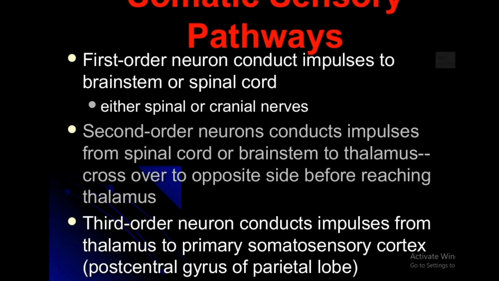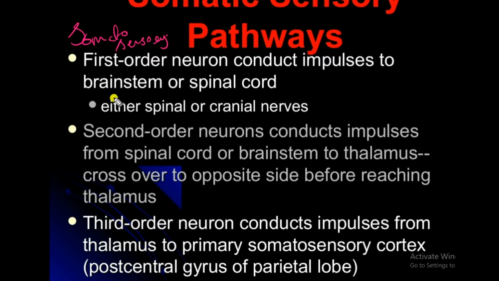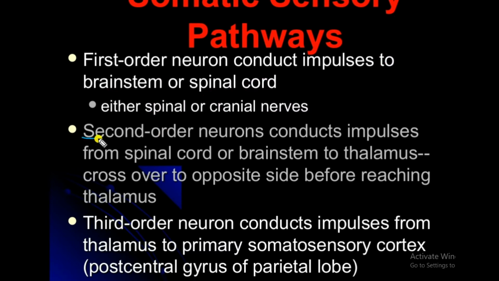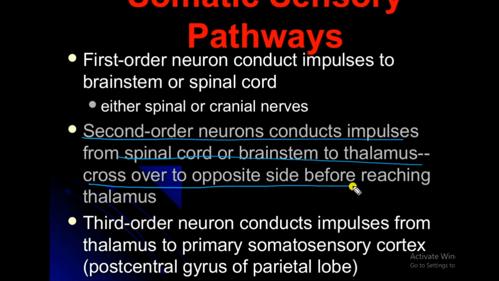First order neurons conduct impulses to the brainstem or spinal cord, via either spinal or cranial nerves. I am drawing the sensory input from spinal nerves, or the sensory input from the cranial nerves, which are present in the medulla oblongata in the brainstem as a whole. Second order neurons conduct impulses from the spinal cord or brainstem to the thalamus, crossing over to the opposite side before reaching the thalamus, and third order neurons conduct impulses from the thalamus to the primary somatosensory cortex, that is the postcentral gyrus of the parietal lobe.